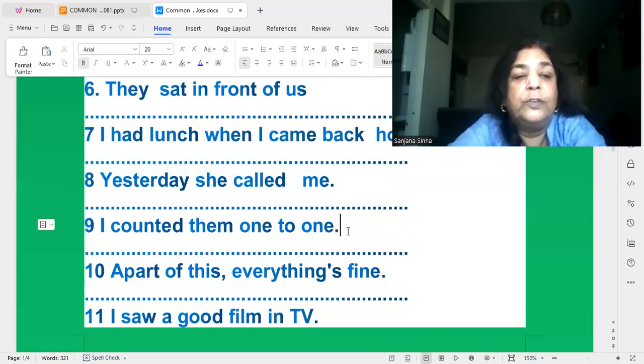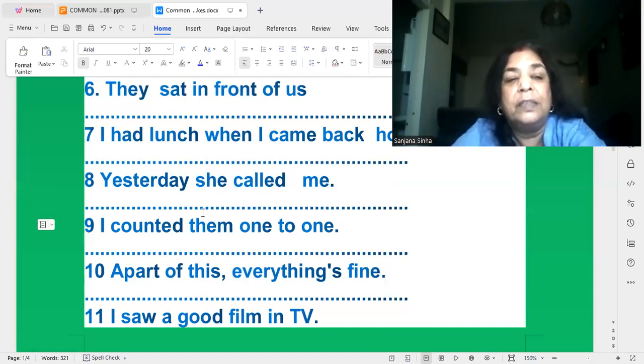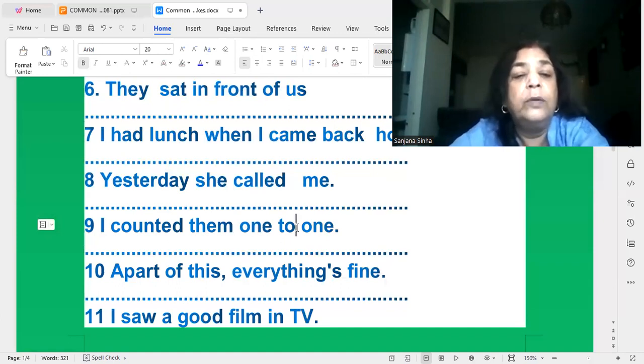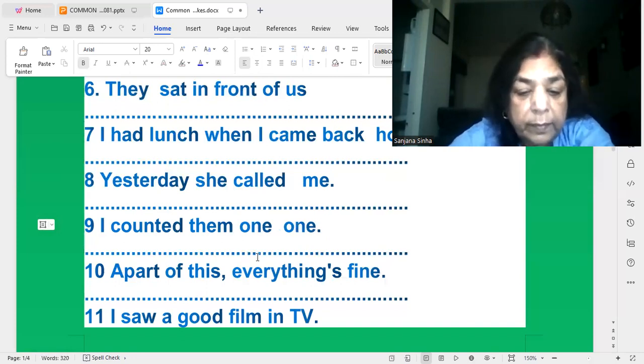I counted them one to one. I counted something. I counted the money. I counted the files. I counted the books. One to one? No. I counted them. It can be books. It can be just about anything. I counted them one by one.